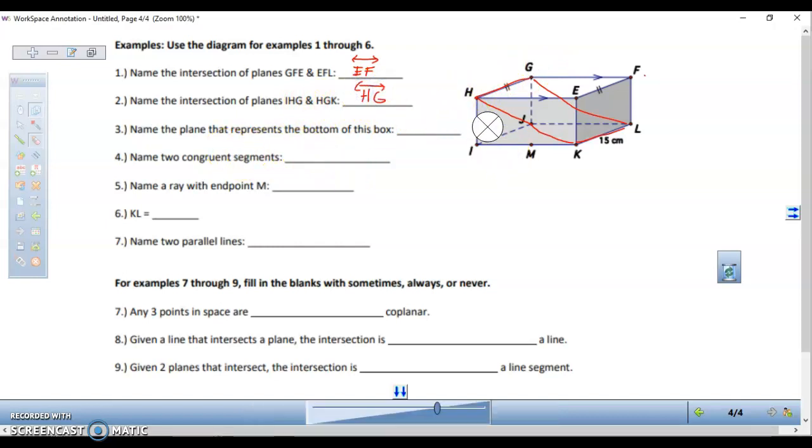Name the plane that represents the bottom of the box. Well, to name a plane, I need 3 non-collinear points. So how about JIM? Let's call this plane JIM. Name 2 congruent segments. Well, I'm going to name my segments are congruent only if they have congruency marks, and I see that GH is congruent to EF.